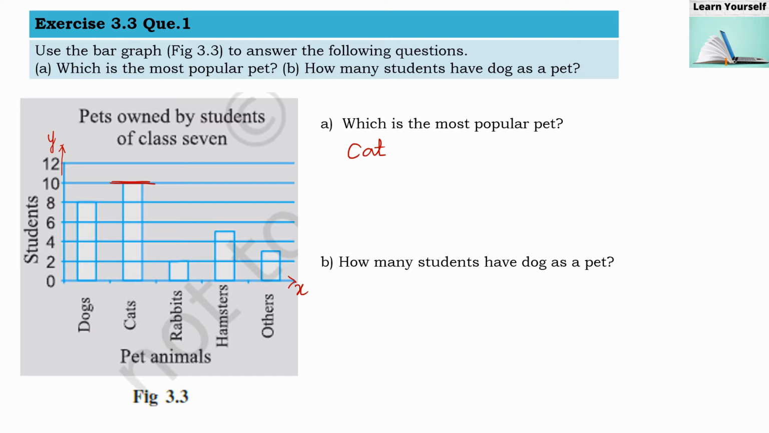Now question number B, how many students have a dog as a pet? So this is a specific question related to dogs. So here this is the bar graph of dog, and here you can see that it is coming till the reading 8. So 8 students have a dog as a pet.